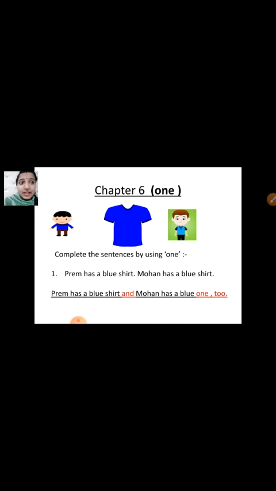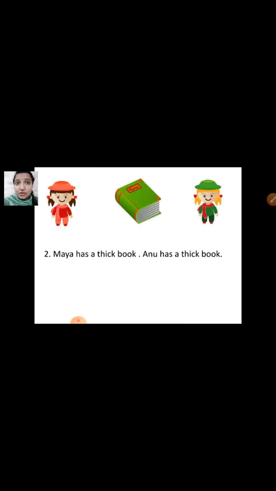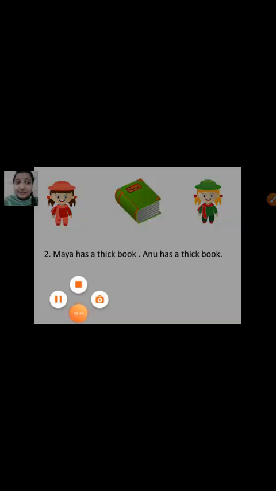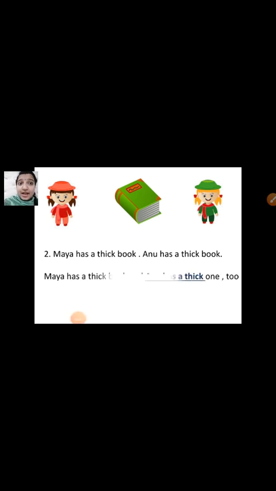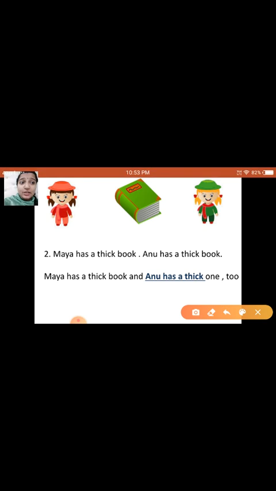Okay students, now let's come to the next question. Second question. Maya has a thick book. Anu has a thick book. Here also, both of them have a thick book. How are you going to frame these sentences? How are you going to make one sentence by using "one"? Ready, all of you? Just think. Come on. Maya has a thick book and Anu has a thick one, comma, too.